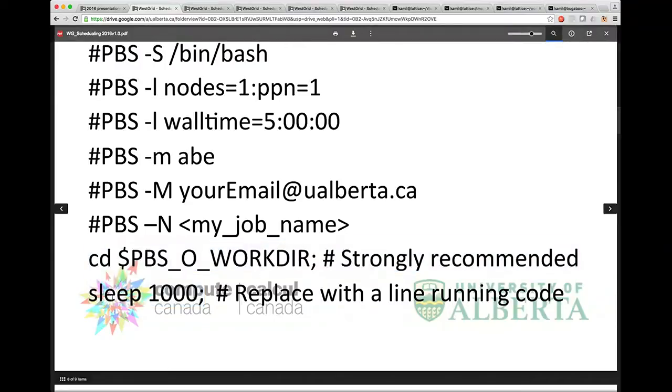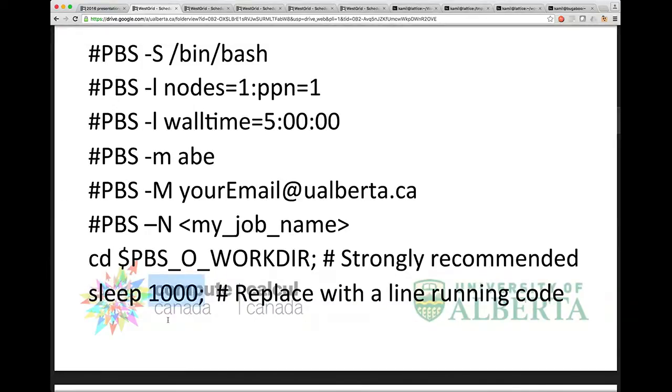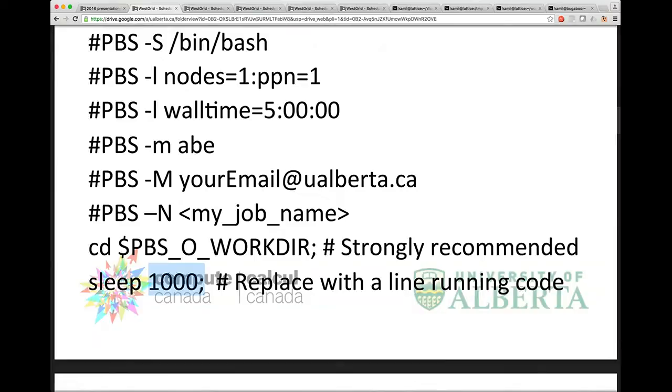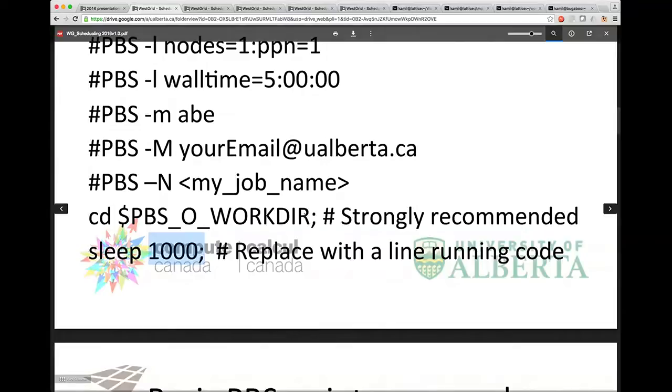And then here I have sleep 1000. Typically, you would be replacing this with a line running your code, or multiple lines. In this case, sleep is a command that does nothing except wait for however many seconds. We will be using sleep in some of our examples about running jobs, because this will allow you to see the job that is queued and look at it, instead of having it immediately end because it has run all the commands that you said. Just cd-ing to $PBS_O_WORKDIR would take a fraction of a second, and you wouldn't actually see the job in the queue.